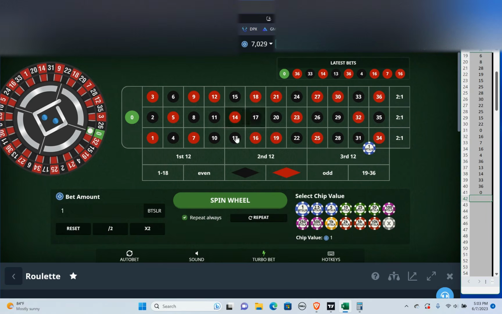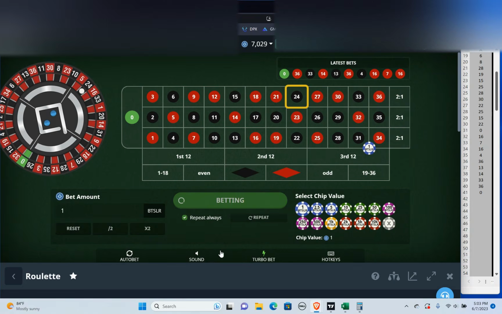Again, 0 when it's not covered in the middle of a sequence, I take it as a loss and just rebet.